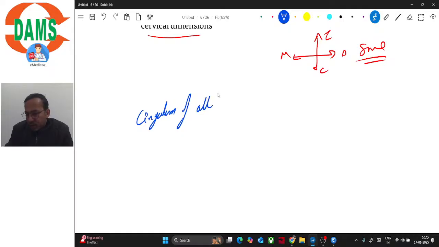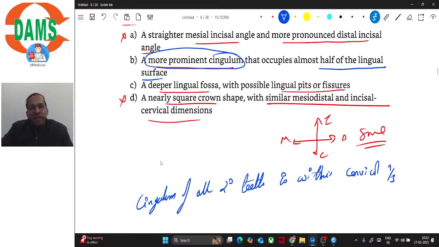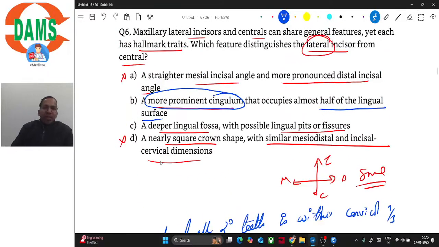The cingulum of all permanent teeth is with the cervical third, and for primary teeth it occupies the entire cervical third. So for none of the teeth, be it primary or permanent, does the cingulum reach the middle third, right? When it doesn't reach the middle third, it cannot occupy half of the lingual surface. So for that reason, option B is incorrect. Though the first half is correct, the second half is incorrect.